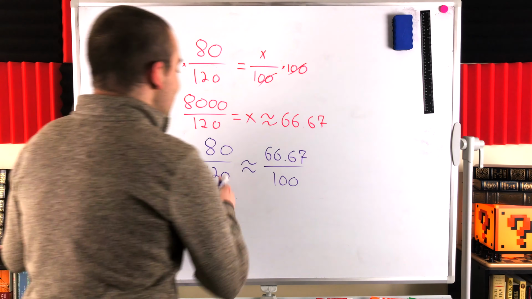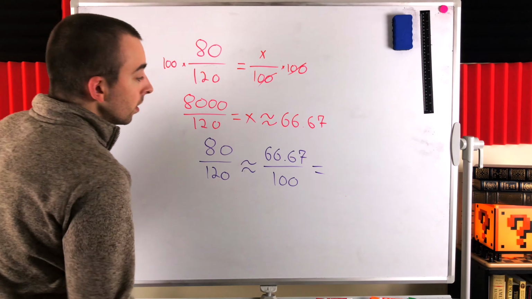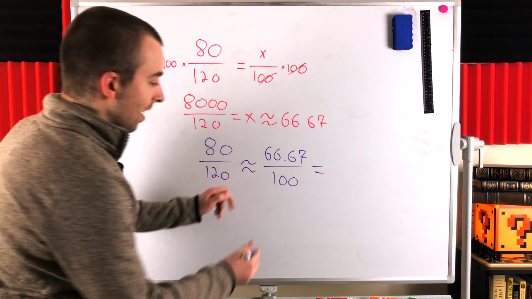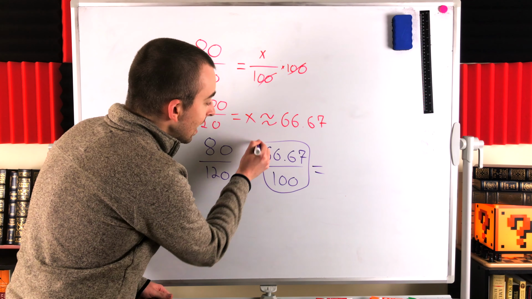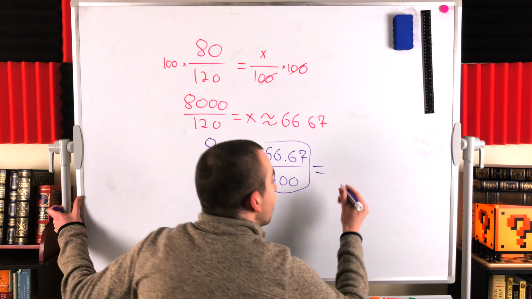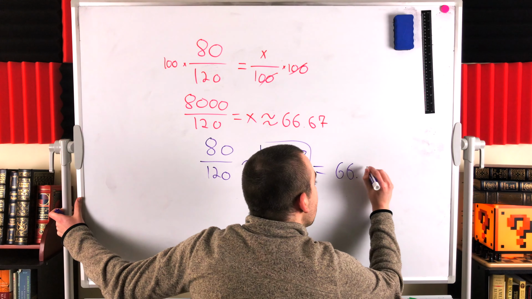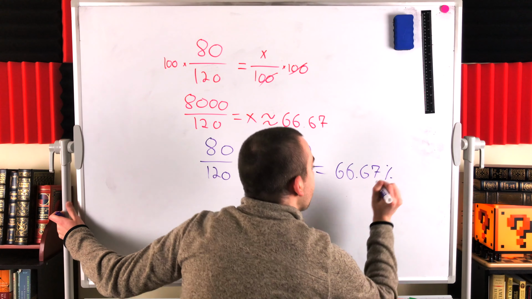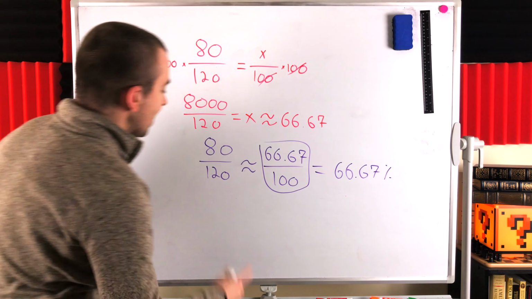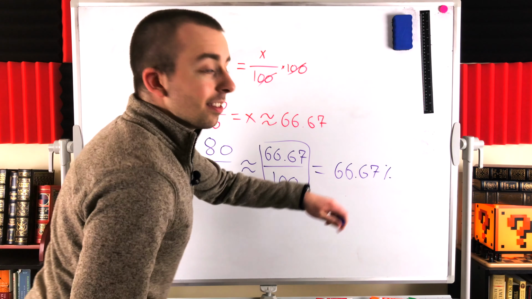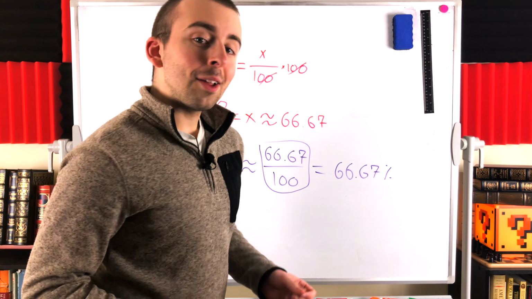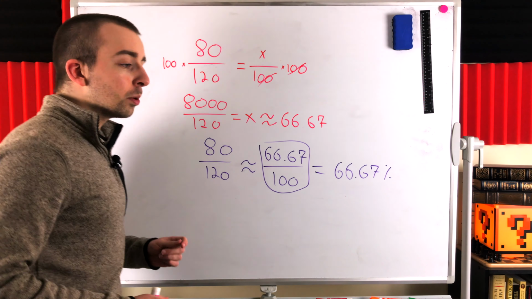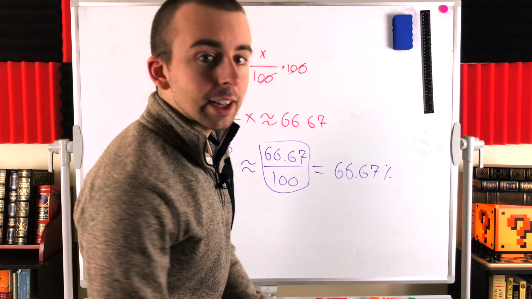But regardless, that means that this is equal to 66.67%, right? Because this fraction is in terms of hundredths. So this is 66.67%. So that's how we would write 80 over 120 as a percentage. Notice as well that you might have been able to solve this problem faster by just simplifying the fraction.